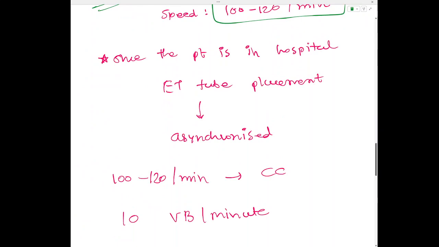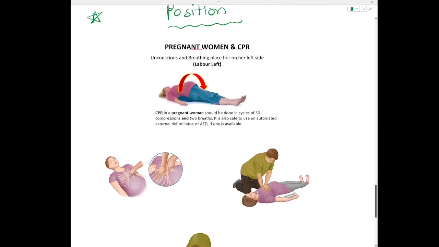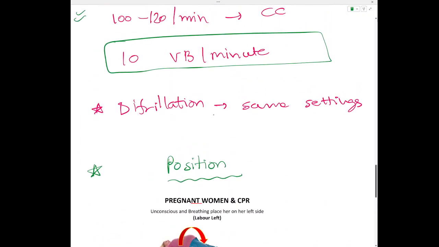So this is the ratio, 30:2. Now, if the patient is already in the hospital and has been intubated, that means the endotracheal tube is in position, then you don't need to follow the 30 by 2 rule. Then the CPR will be asynchronous. Asynchronous means the chest compressions go ahead along with the ventilation breaths, and the rate of ventilation breaths should be 10 per minute. Defibrillation can be used with similar settings as in adults.